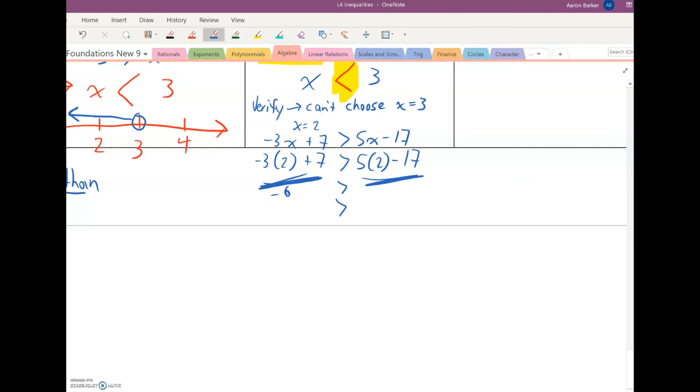So here I get negative 6 plus 7, and here I get 1. Here I get 10 minus 17, and I get negative 7. Is that a true statement? Yes, it is true. Okay, so that is a true statement. So I verify that x equals 2 is a solution.